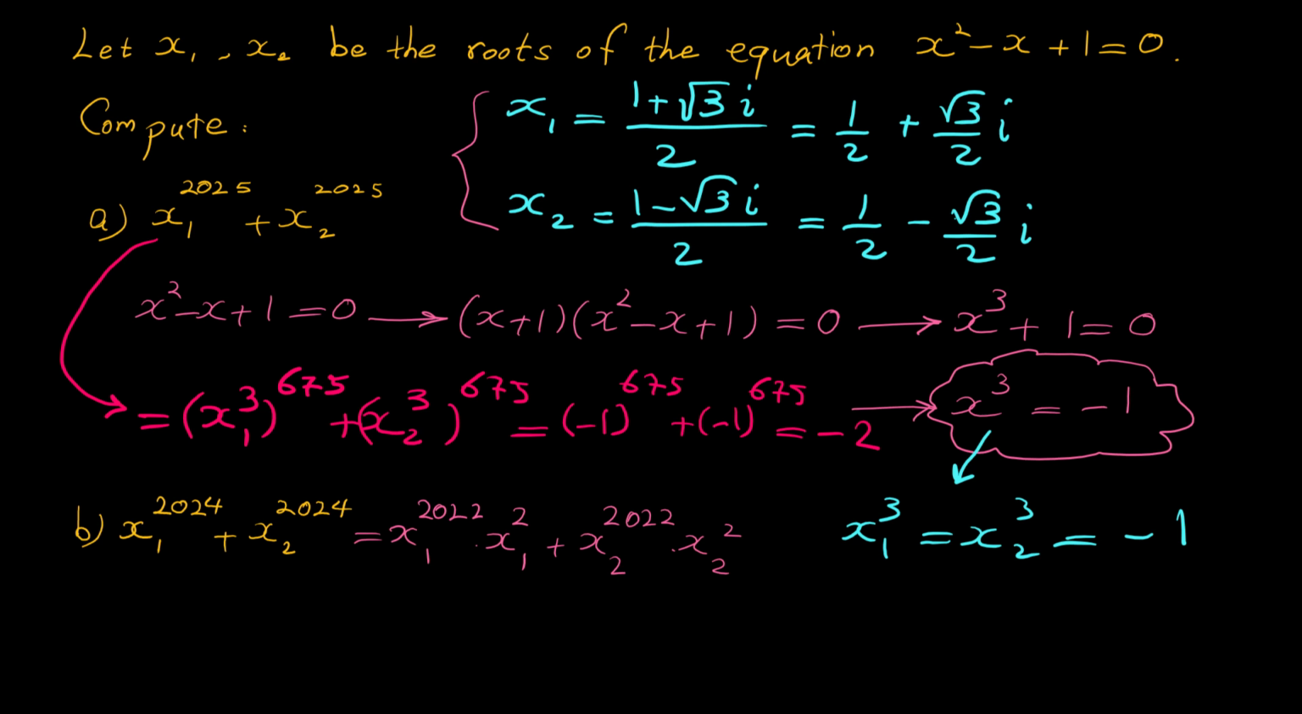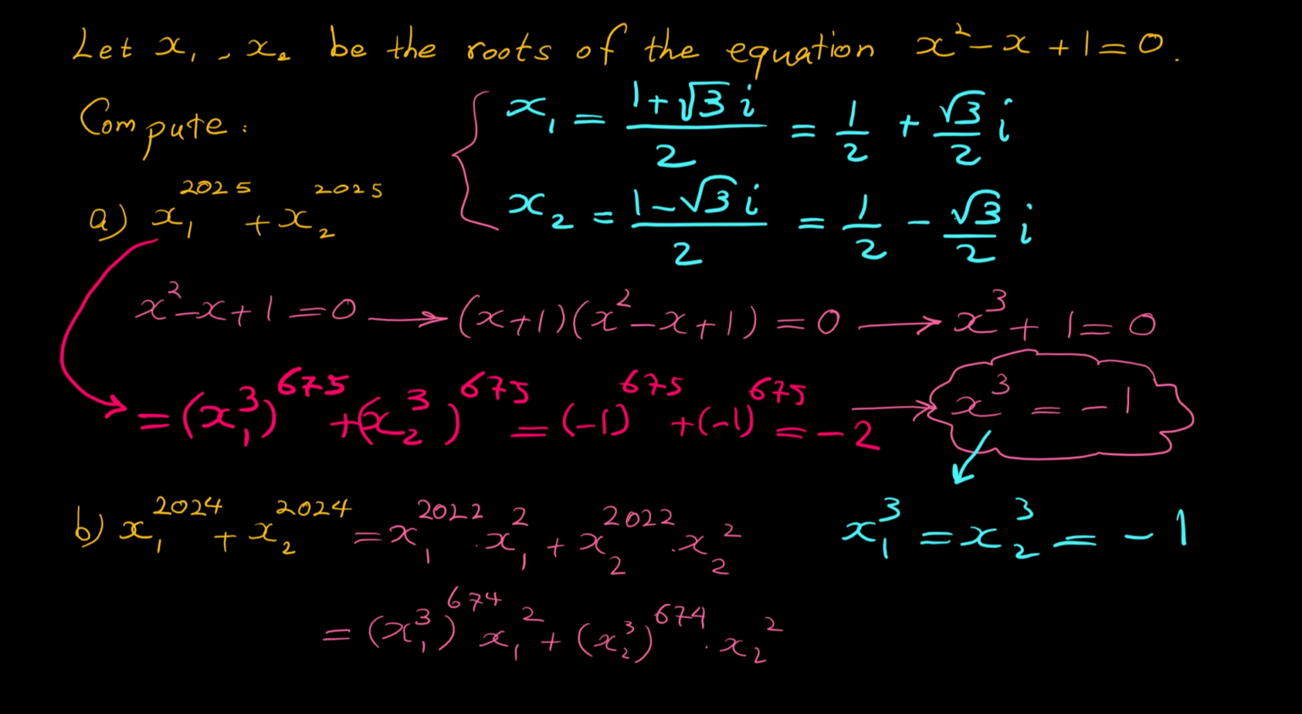Now, 2022 is a multiple of 3. We can write 2022 in the form of x1 to the power of 3 all to the power of 674 times x1 to the 2 plus, in a similar way, x2 to the 3 to the 674 times x2 to the 2.